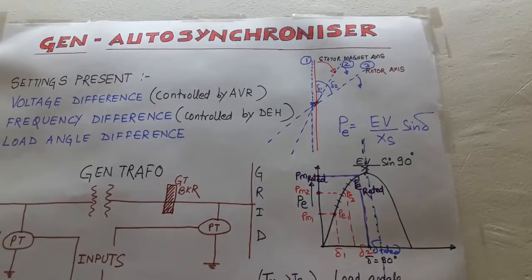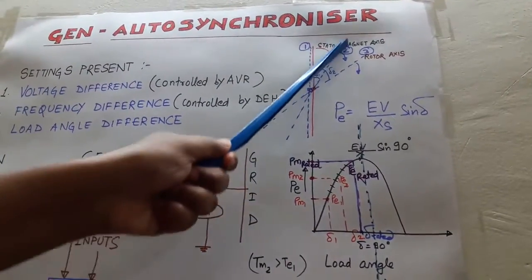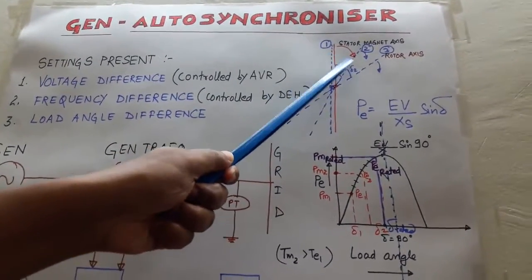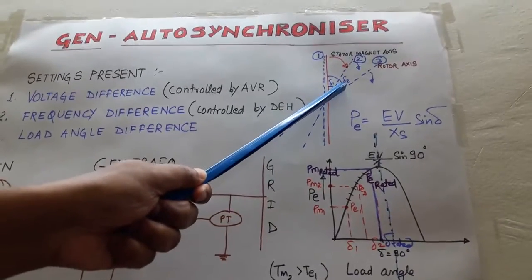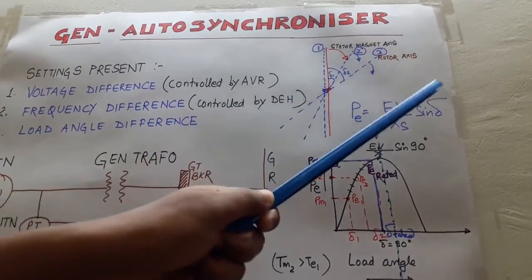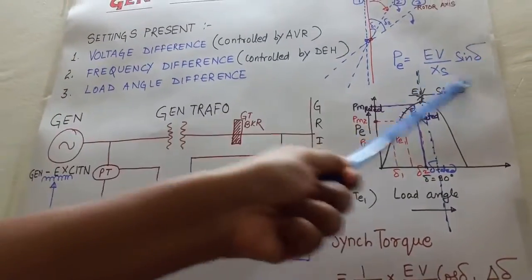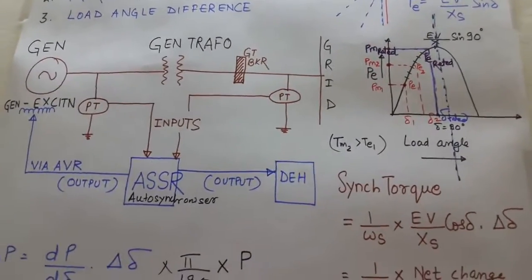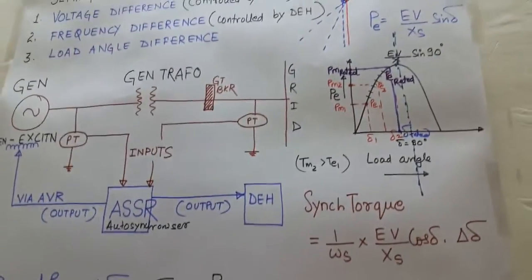So whenever we want to change the load, we have to increase the speed of the rotor so that this angular displacement will increase, and the load angle will be increased from delta 1 to delta 2. If my load angle increases, the sine delta will increase and the net electrical power will increase. So this is the way the load is increased in the generator. Let me derive the synchronizing torque from here.